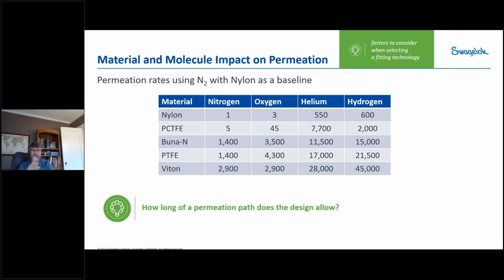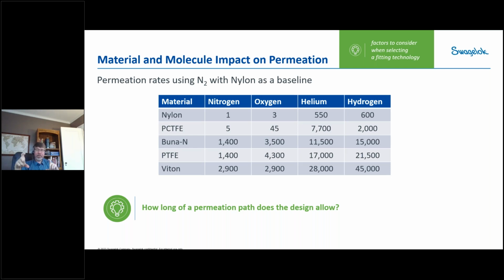You can see also as I go left to right, the gas molecules are getting smaller. As they get smaller, of course, they're going to permeate through the material much, much faster, where hydrogen with a Viton seal is going to permeate 45,000 times as fast as a nitrogen molecule will permeate through an equivalent nylon seal. So when we look at fitting technology, we want to make sure that we understand that even though the fitting may be made up correctly, it still could be, quote unquote, leaking due to permeation based on what the material is making the seal and what the gas is within the fluid system.